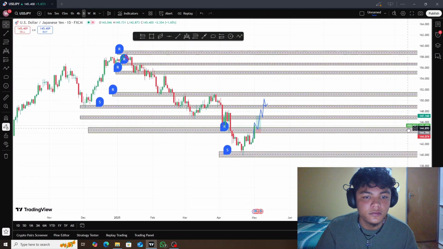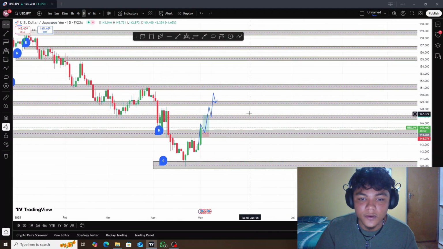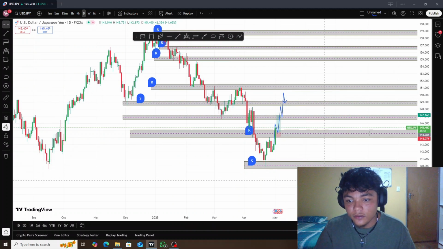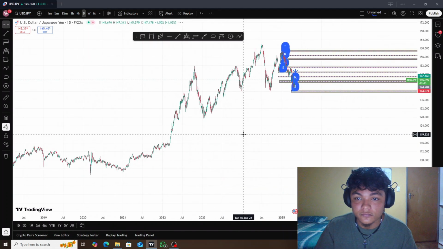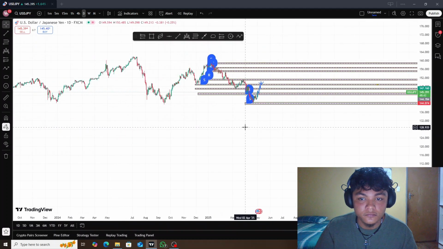This market is in a downtrend, so we want to be there. So in the market, I think the market is going to hit this area and then it's going to go down because we are trading downwards.